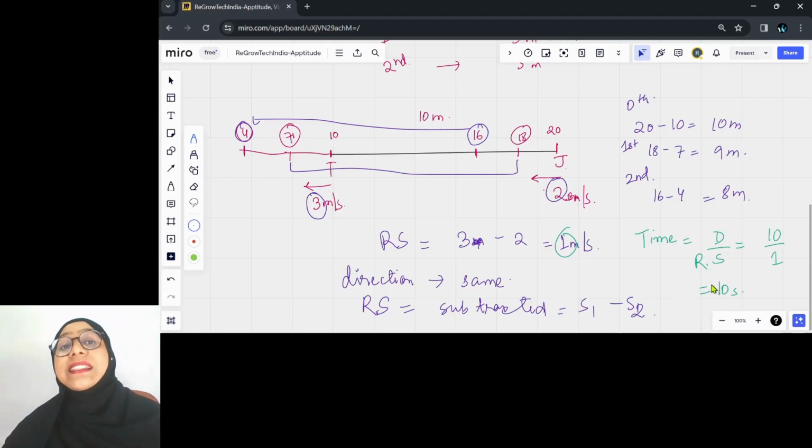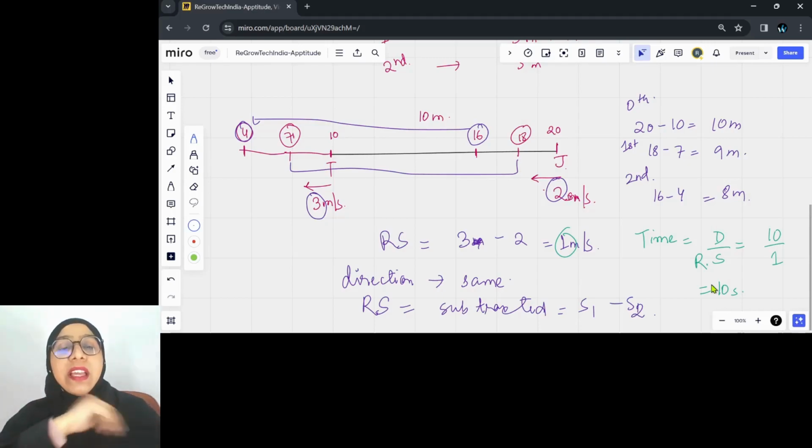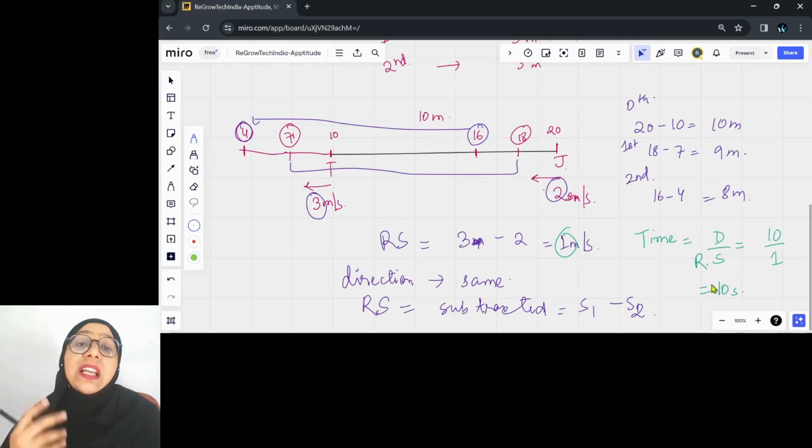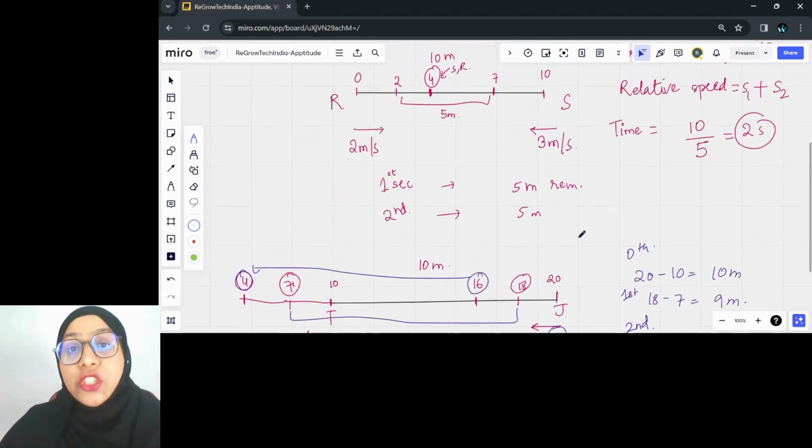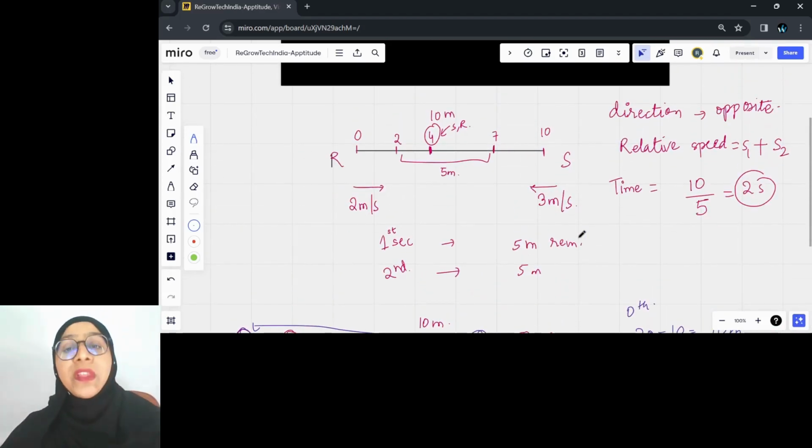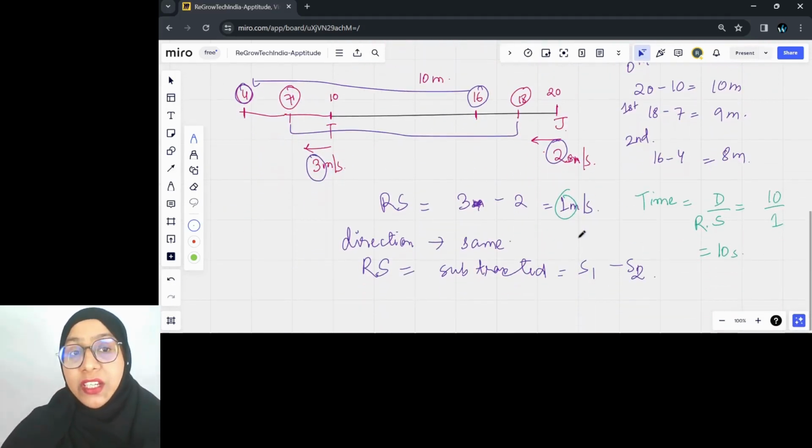I hope this explains to you what happens when two objects are coming towards one another, meaning when they are in opposite direction, and when two objects are in the same direction, right? So if they are in opposite direction, the speeds get added, just like in case of Raj and Simran. And when they are in the same direction, then the speeds get subtracted, just like in Tom and Jerry. I hope that example was well understood.